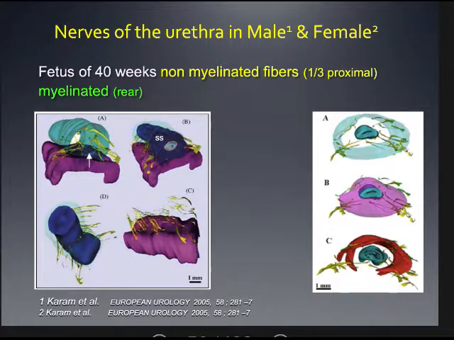The first example is the nerve of the urethra in a male and female, work done by Karam and published in European Urology. You see, it's a fetus of 40 weeks, and you can see that we can identify and separate the adrenergic and the cholinergic fibers, which are colored in yellow and in green. The myelinated fibers are located at the rear part of the urethra.